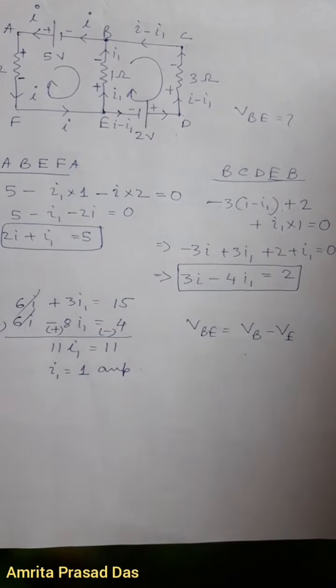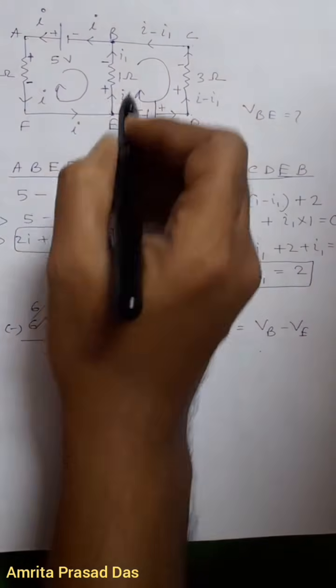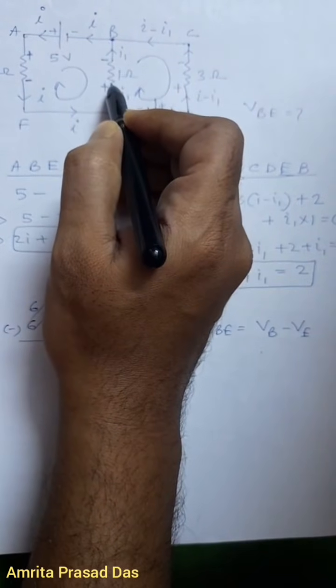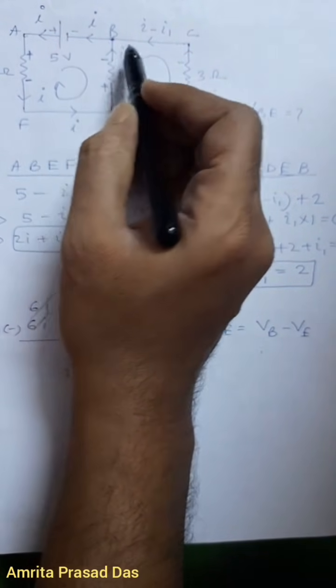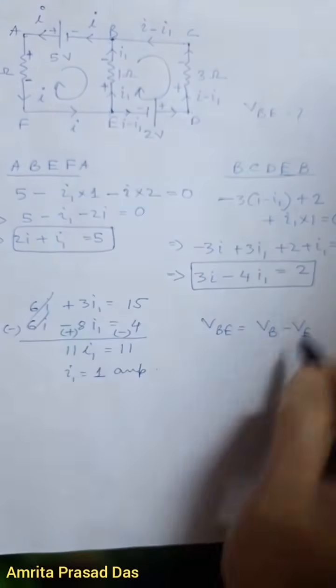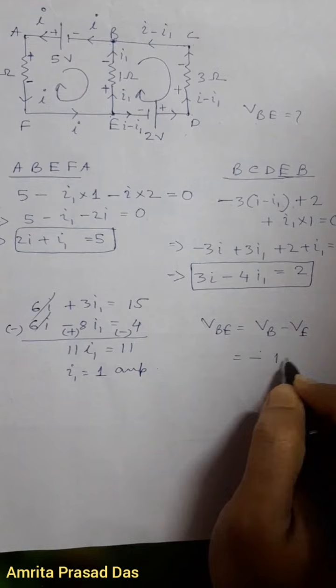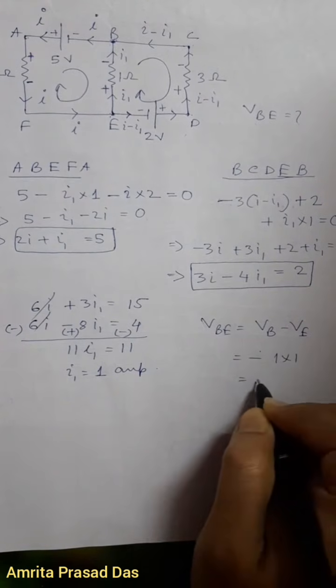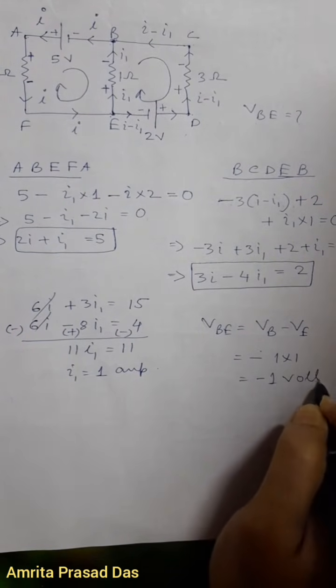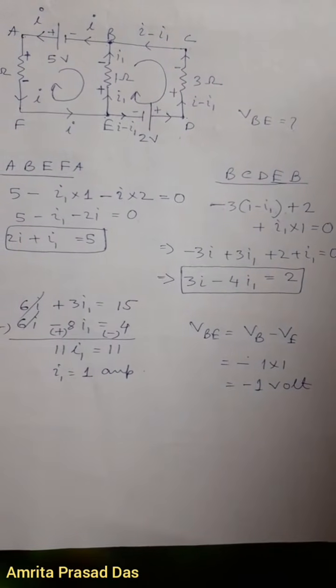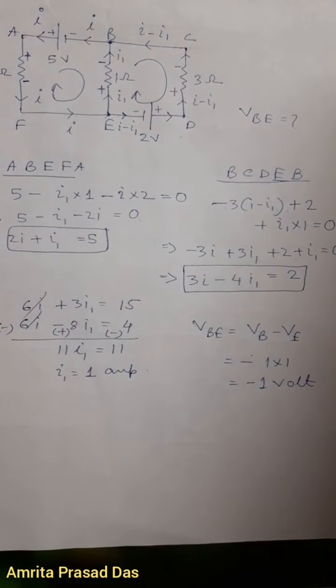VBE. This is equal to VB minus VE. Look here, B is at low potential and E is at high potential. Therefore VB minus VE must be negative, that is minus current into resistance, that is minus 1 volt. This is the answer. Potential difference between VB and VE is equal to minus 1 volt. Why minus? Because B is at low potential and E is at high potential.